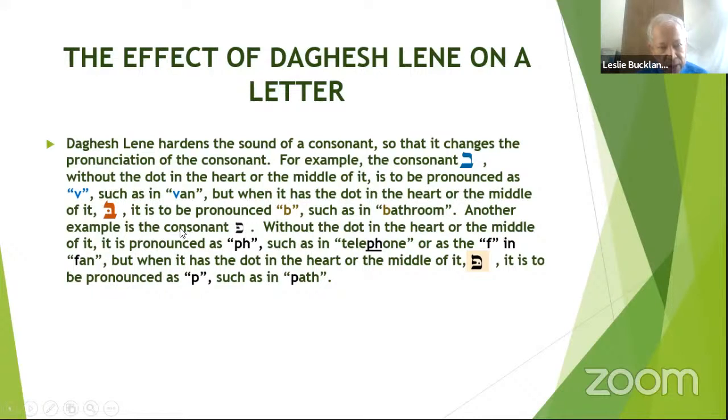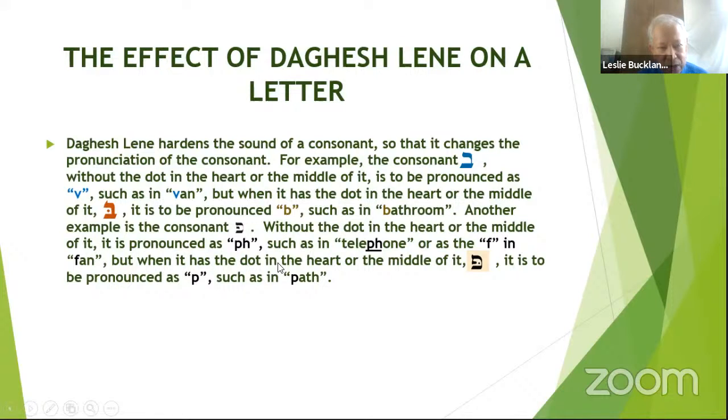Another example is the consonant Fe. Without the dot in the heart or the middle of it, it is pronounced as PH, such as in the word telephone, or as the F in fan. It has an F sound, whether it's PH or whether it is the F.